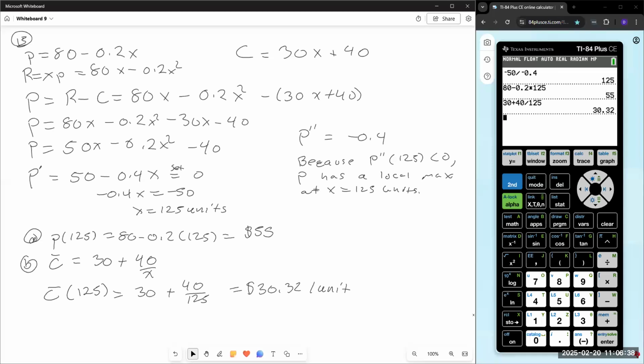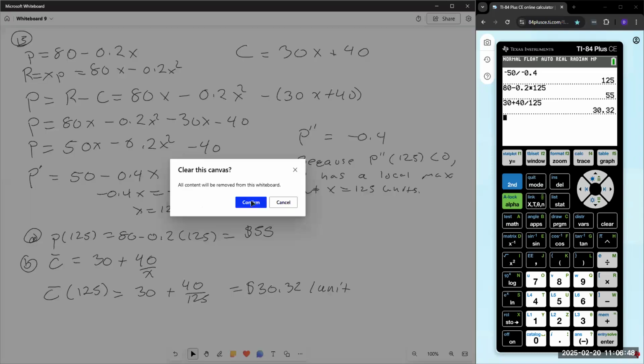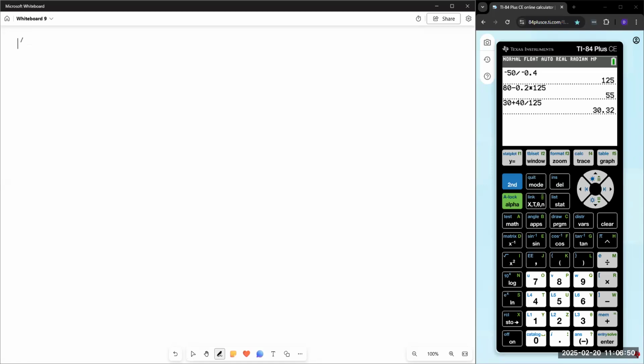Let's look now at number 16. It's very similar. Sixteen says that I'm given a demand function, P is equal to 100 minus 0.5x, and the total cost function is C is equal to 50x plus 37.5.